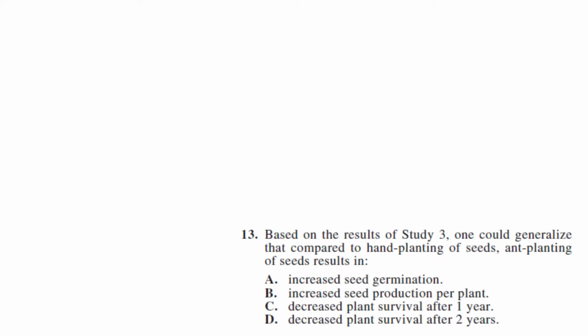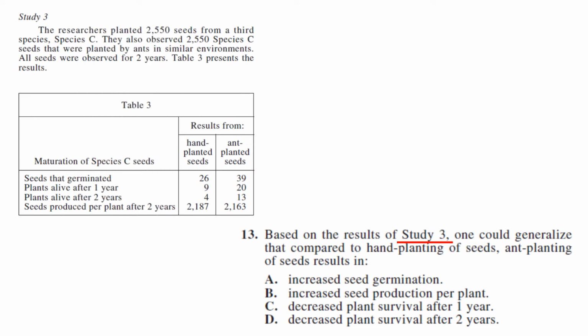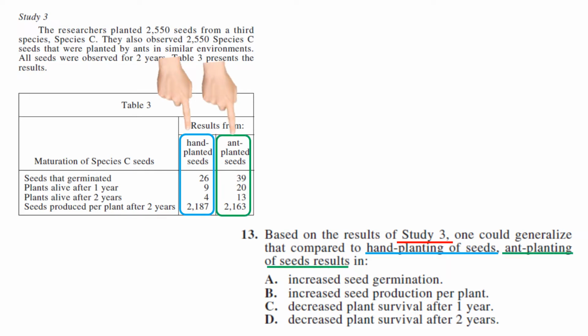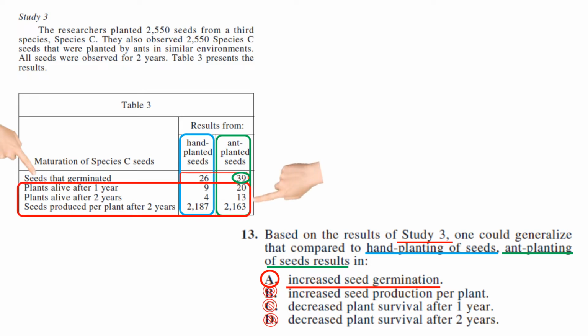Number 13, based on the results of study 3, one can generalize that compared to hand planting of seeds, that column, ant planting of seeds results in. So let's just go through the answers. Increased seed germination, that's this first line, and ant planted seeds do have an increase in seed germination. So your answer is A. You could process eliminate the other 3 if you have time, but answer is A.